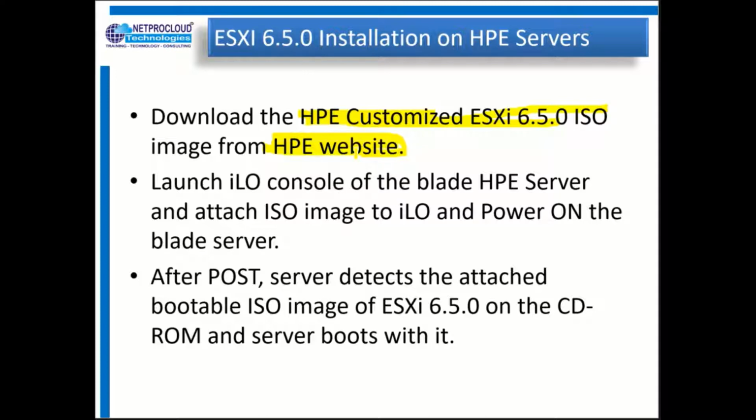Now launch the iLO console. Using your iLO console, you have to map this ISO image onto the CD or DVD ROM drive or RAM drive. Then you have to power on the blade server. After the power on self test, meaning POST, the server detects the attached bootable ISO image of ESXi 6.5, and then your installation will begin.